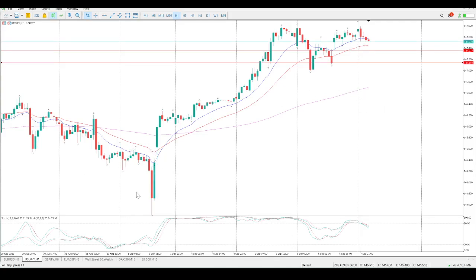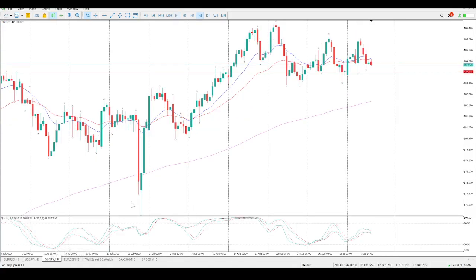So for the dollar, I don't think there's going to be a move today. There is data coming out today which may impact it, but I think we're probably waiting for something else.